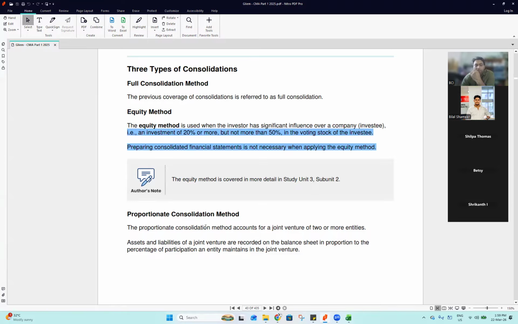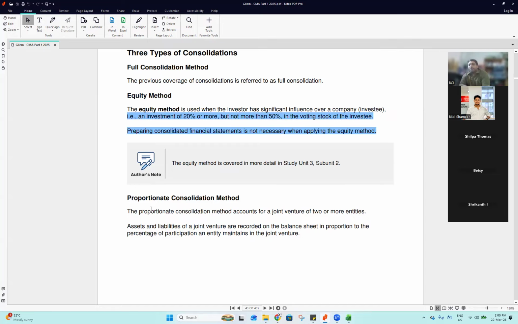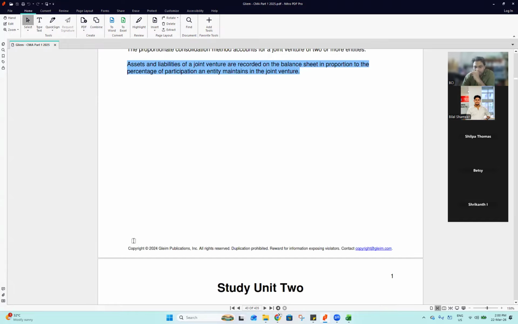Then the proportionate consolidation method. There, for example, you're having a joint venture with another company, then you will be consolidating on a proportionate basis. Proportionate consolidation method accounts for joint ventures of two or more entities. Assets and liabilities of a joint venture are recorded on the balance sheet in the proportion of the percentage of participation each entity maintains in the joint venture. For example, if we are having a 50% joint venture for a project, then I will take 50% of the assets and liabilities, and the other party will take the other 50%. Clear?